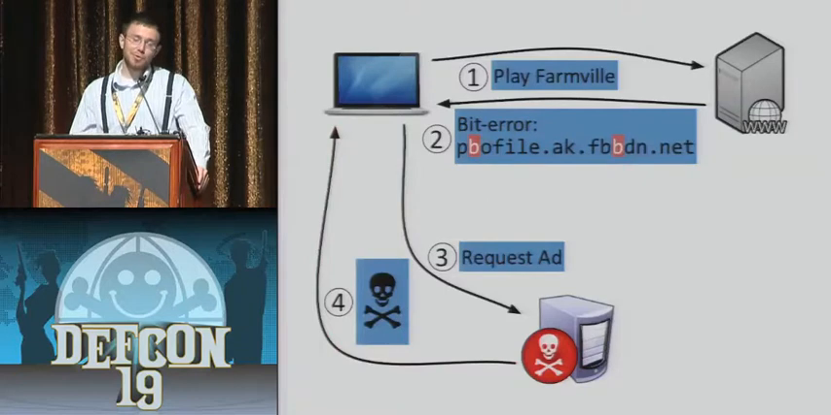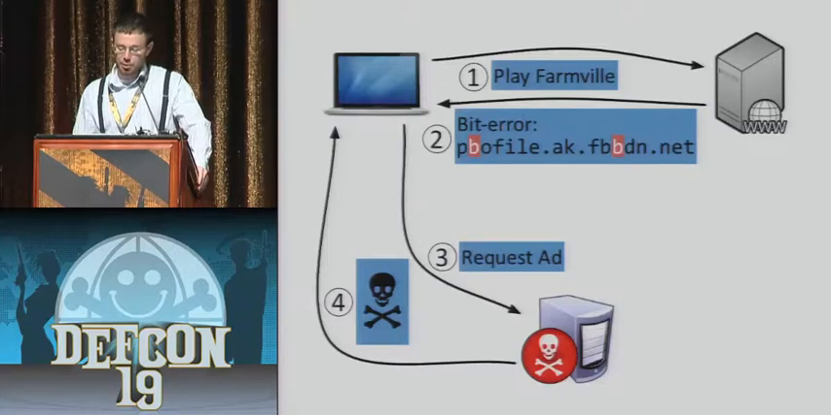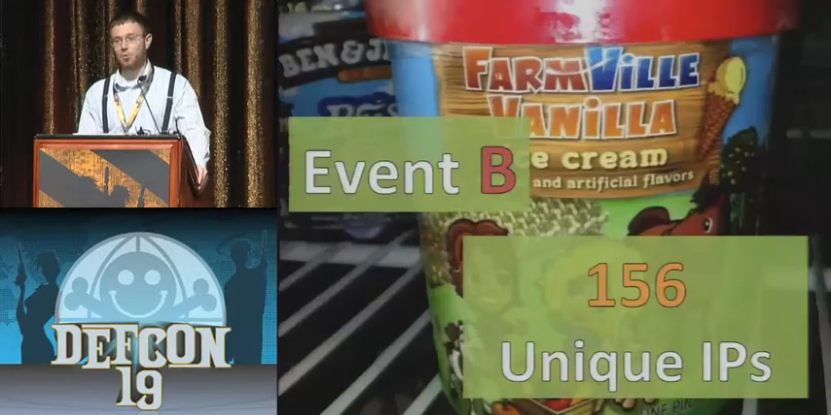Once again, an overview. You're doing nothing wrong, going to play some Farmville. A bit error happens somewhere outside of your control in either Facebook or the Farmville servers. This bit error gets cached, served up to 1,300 people, and those 1,300 people request ads from me instead of from Farmville. And that's event A. Event B was 456 unique IPs, and the cause of that was also Farmville.